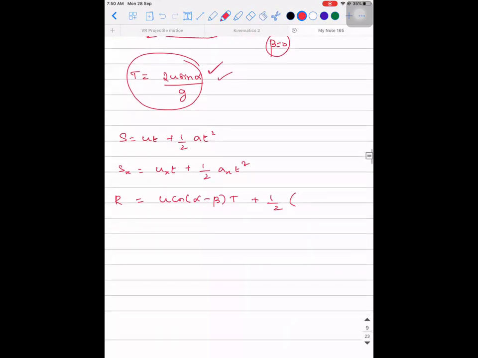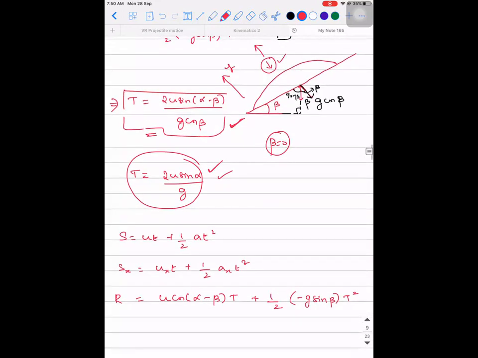Minus g sin beta. That's right. Minus g sin beta into t square. And remember, this is not restricted to this chapter. We'll be using the same concept in the next chapter also. Only difference is you will multiply everywhere with m, which is going to give you force. So have this in your mind.